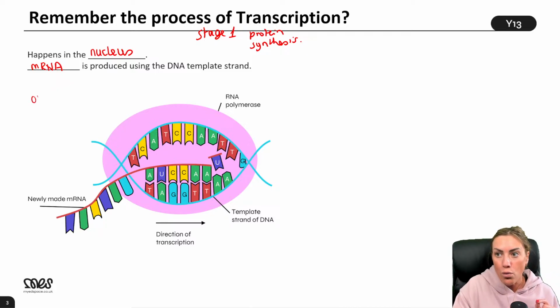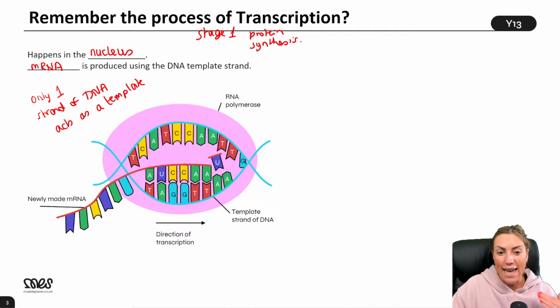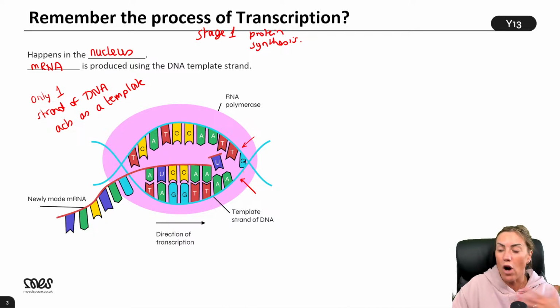So only one strand of the DNA acts as a template. Have a look at the diagram. We've got the DNA, which has been separated. We can see the DNA backbones here in blue. So we've got our 2 DNA backbones. We've got our exposed bases. Only one of those strands is acting as a template to actually build the new mRNA, okay?